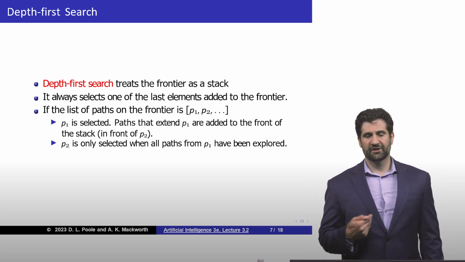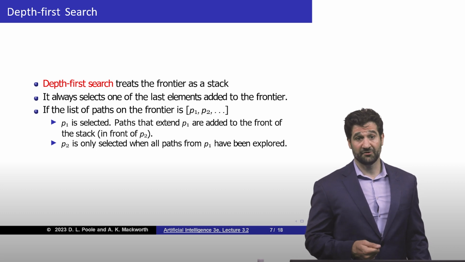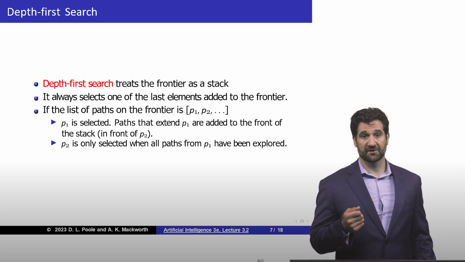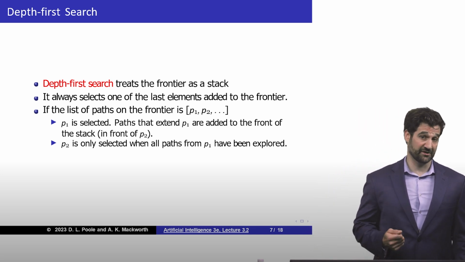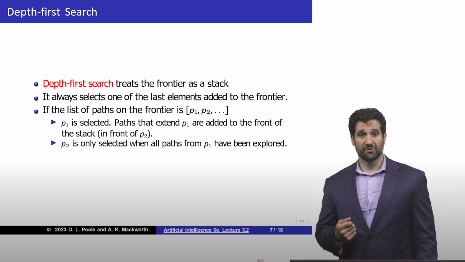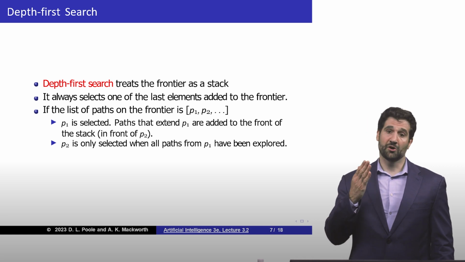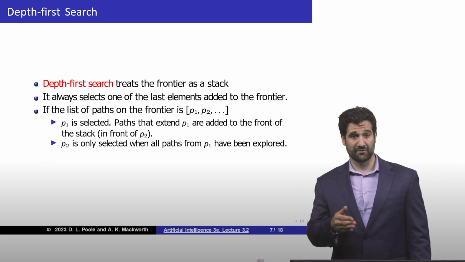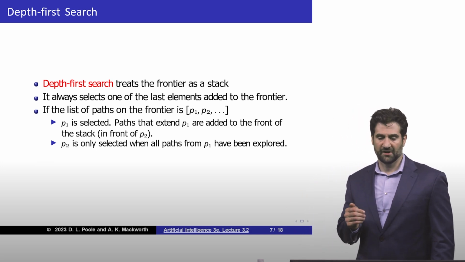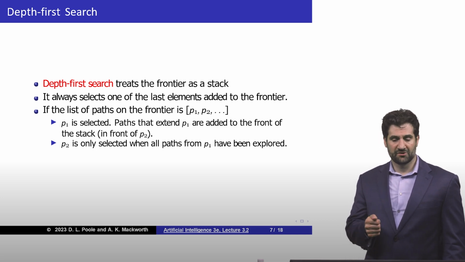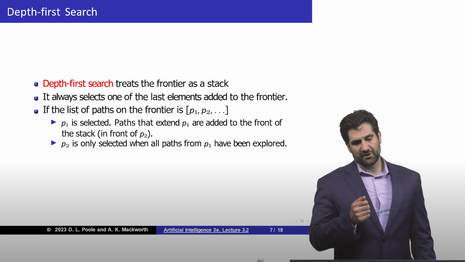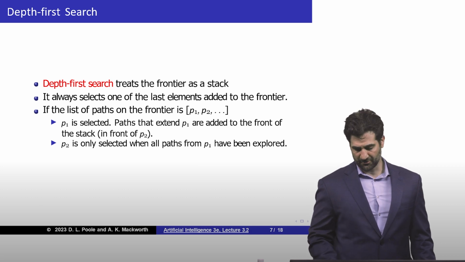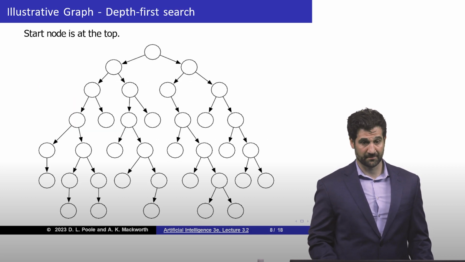So, with this idea of having a set of frontier nodes, depth-first search is going to treat this as a stack. In other words, it's always going to select the last element that was added to the frontier. And so, in doing so, it's going to go down deep. It's going to keep building on the current path. It's not going to stop and revisit it later. And so, as we do that, we will be diving down deep into the structure of the state space looking for a solution. Hence the name depth-first search.